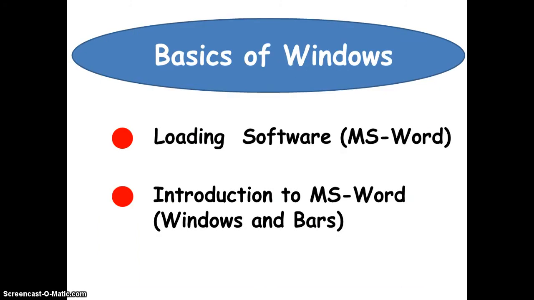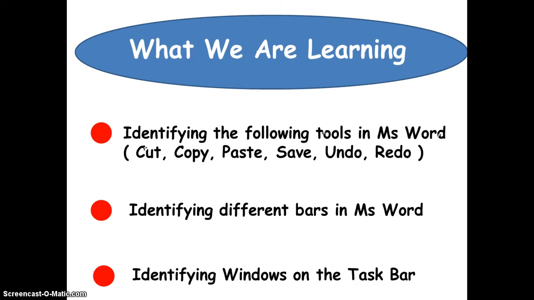Now let's look at what we're doing today. Today's topic is basics of Windows. In this class, we'll learn how to load Microsoft Word, and also we're going to look at windows and bars in Microsoft Word. Now let's look at our learning objectives. The first objective, we're going to identify the following tools in MS Word: cut, copy, paste, save, undo, redo. Secondly, we're going to identify different bars in MS Word. We will also look at windows that we can find on the task bar.